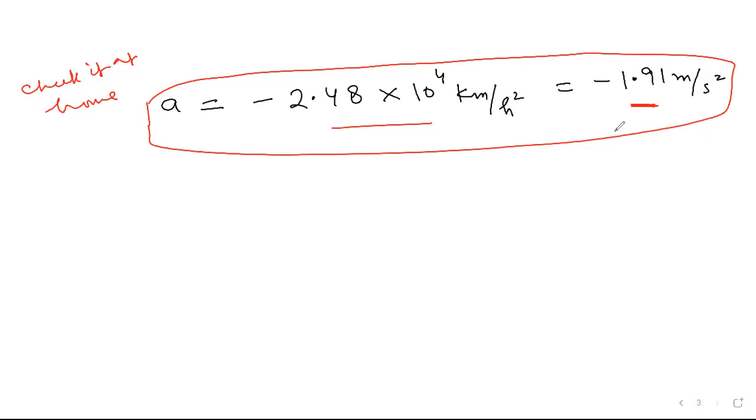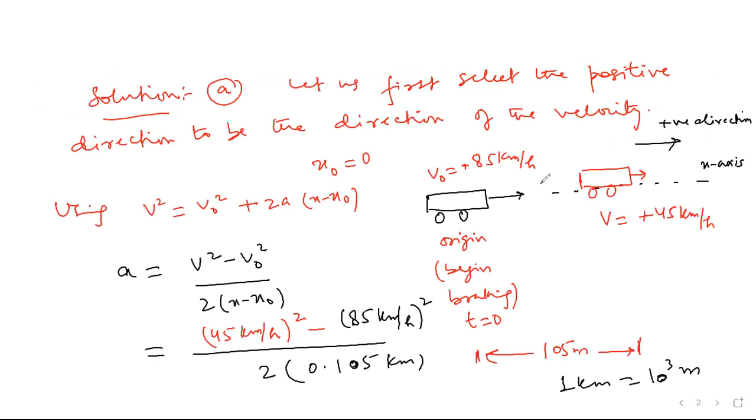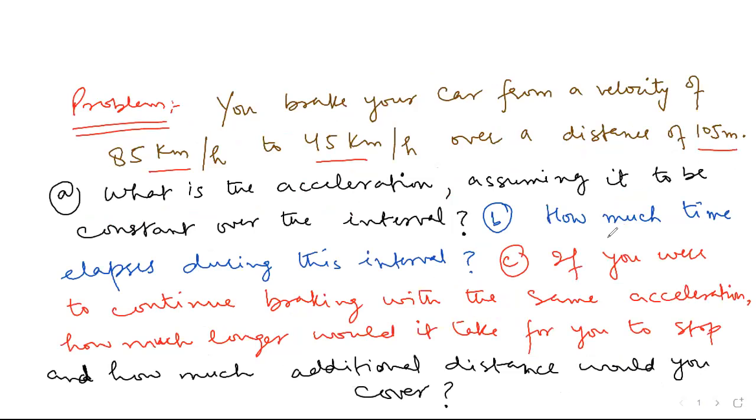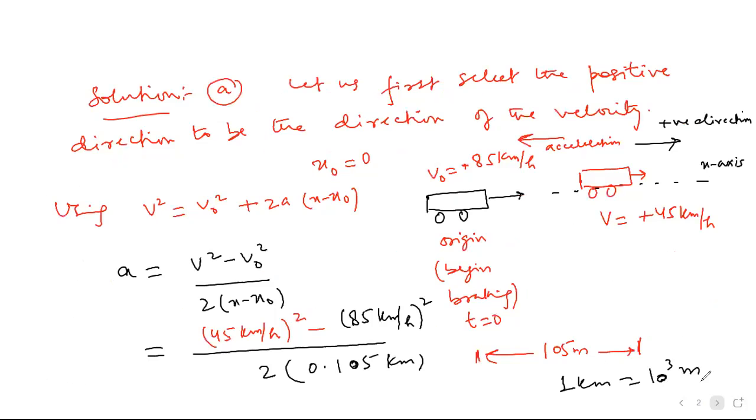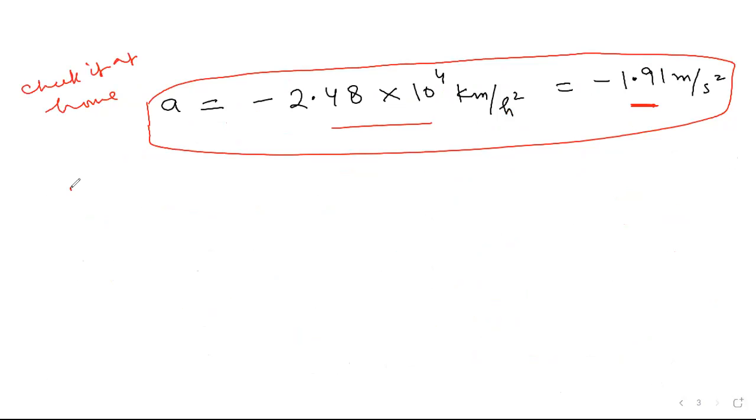You can see acceleration comes out to be negative, which means it is opposite to the direction we choose to be positive. That means acceleration is directed this way. Because our positive direction is to the right, acceleration turns out to be negative. That means it is opposite to the direction of motion. Let us move to part B, which says how much time elapses during this interval.